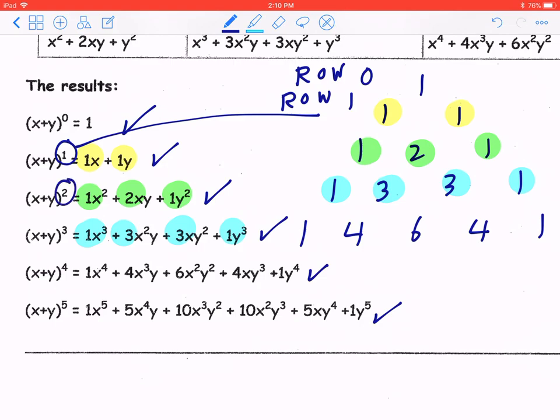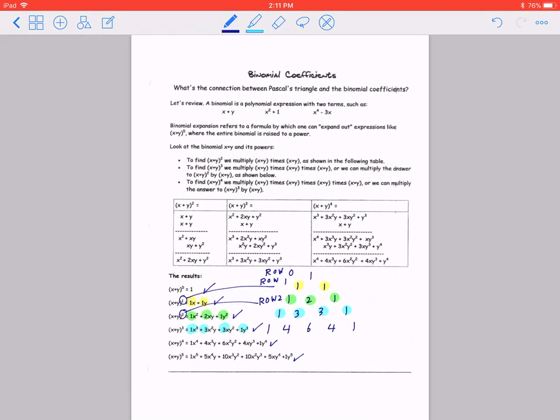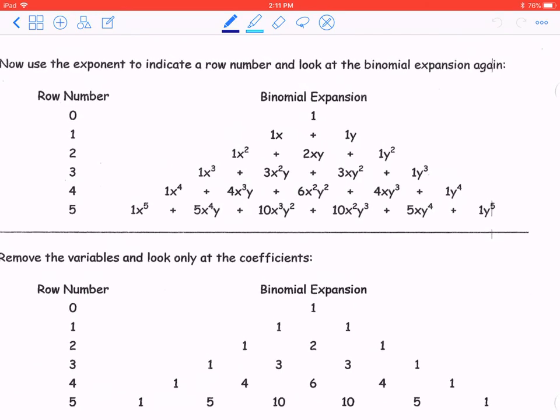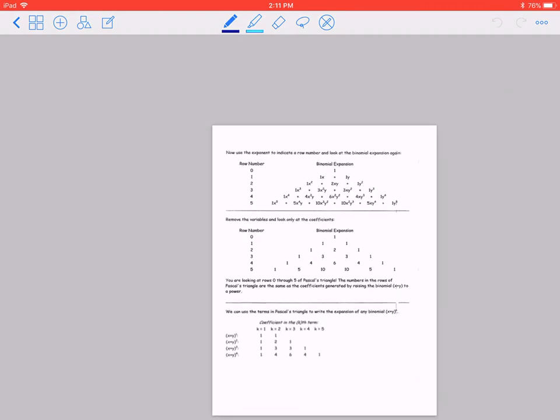So if the exponent is 2, you refer to row 2. And if the exponent is 3, you refer to row 3, and so on. So I'm going to demonstrate how to do this using Pascal's triangle. And technically, of course, you can use binomial theorem. That works perfectly as well. So there's the pattern that you can correlate.